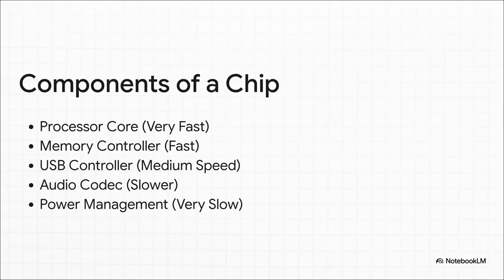Well, it really boils down to two things: efficiency and power. A modern chip is packed with all these specialized parts. You've got your super-fast processor core, a slightly slower memory controller, a USB controller, an audio codec. They all have different jobs and run at very different speeds. It makes zero sense to have a blazing fast processor just sit there twiddling its thumbs, waiting for a much slower USB port. So by giving each part its own optimized clock, its own unique heartbeat, the whole system runs way more efficiently. And these separate time zones, that's what engineers call clock domains.